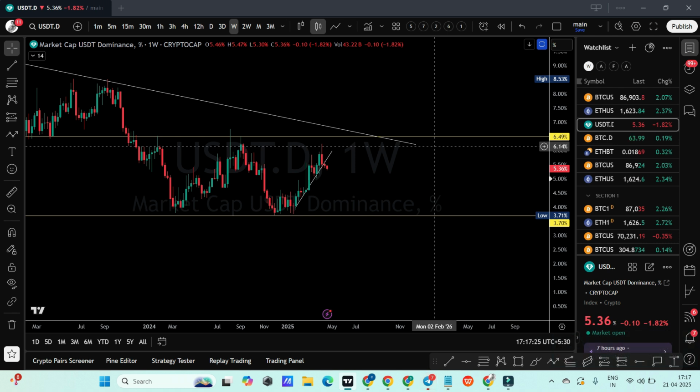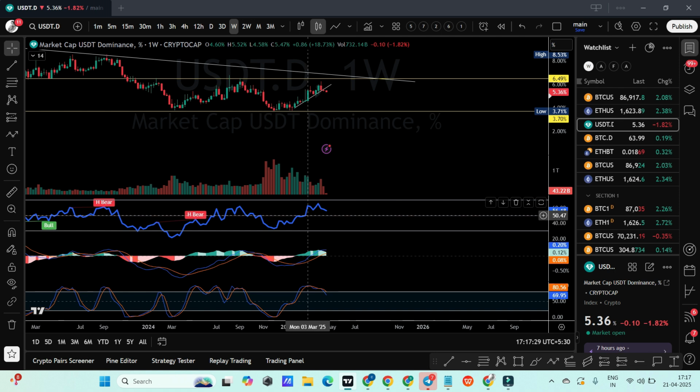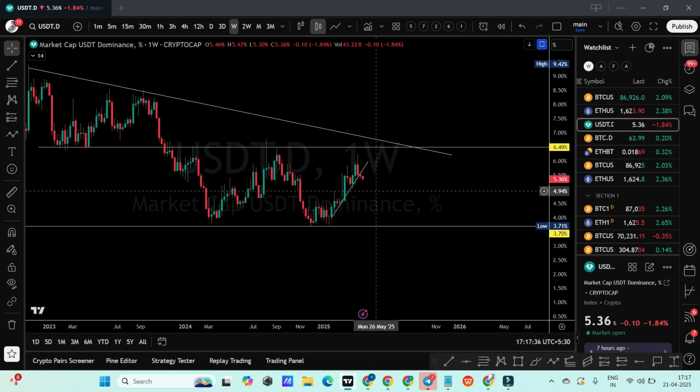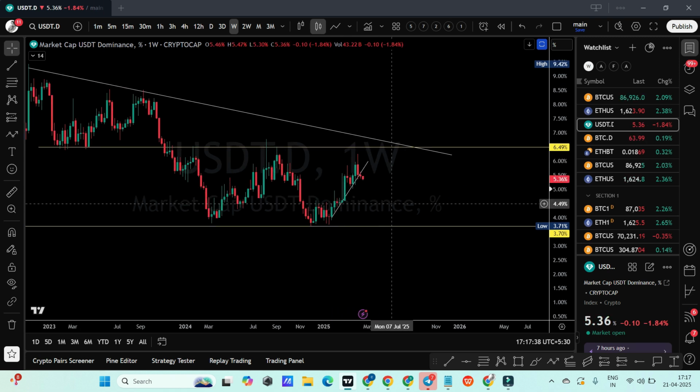These are the longer time frame assumptions. But as of now, you can see the weakness in the market. Now the market is falling down. Whenever USDT dominance is coming down, that gives a boost to BTC and other cryptocurrencies also.